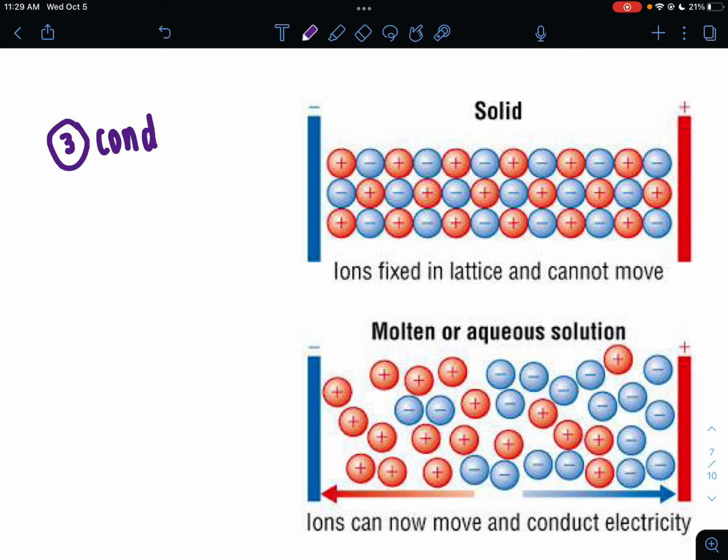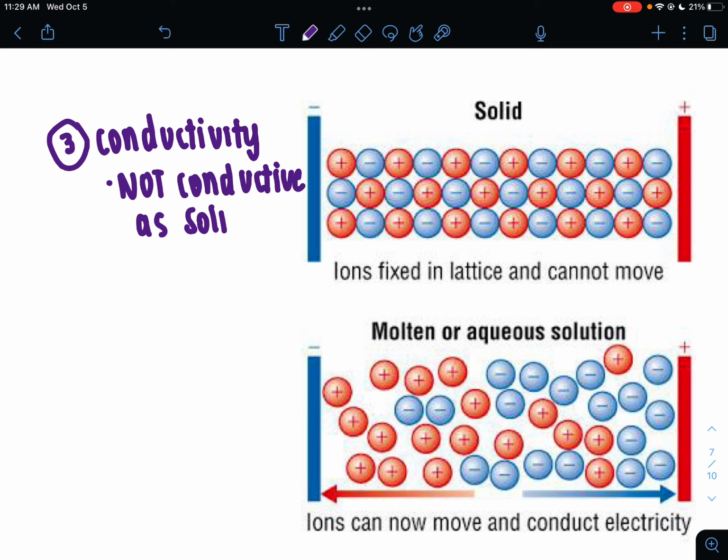So conductivity is probably the easiest way to classify them if they give you conductivity data. Metallic conducts as a solid. Ionic will not conduct as a solid. So not conductive as a solid. And your why. So why are they not? Your ions can't move. All right. So ions are held in too tight of a place and they can't move. And if your particles aren't moving, you can't conduct electricity or heat.